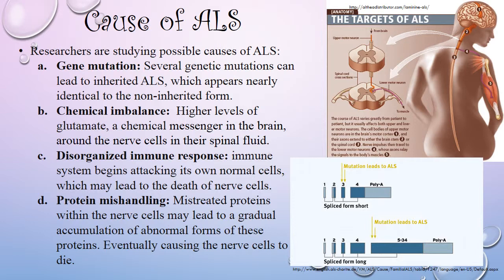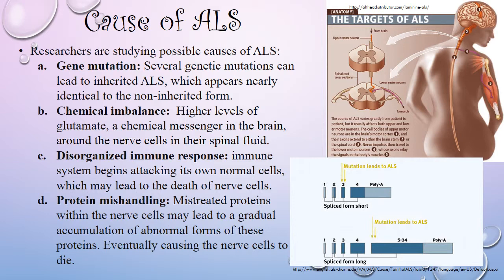The lower picture is showing you how mutations in different sites of the gene can lead to ALS. So again, it's not a specific mutation at a specific site, it's different mutations that lead to ALS. Chemical imbalance, if you have higher levels of glutamate, which is a chemical messenger in the brain that's around the nerve cells and the spinal fluid, that's another indication of ALS because too much of it is very toxic to the nerve cells.